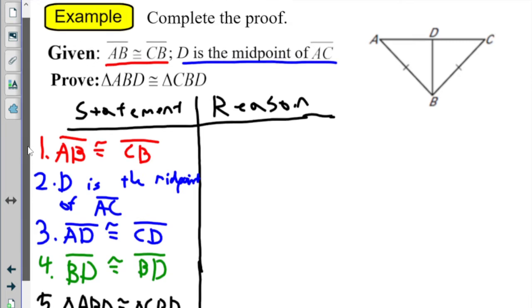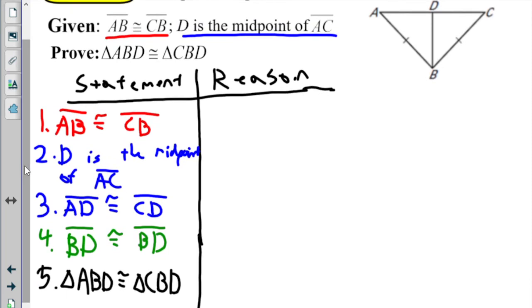So here's the idea. Let me break down what we have. AB congruent to CB. This is the given information. This is the information that I am telling you. This is the information that you are getting for free.